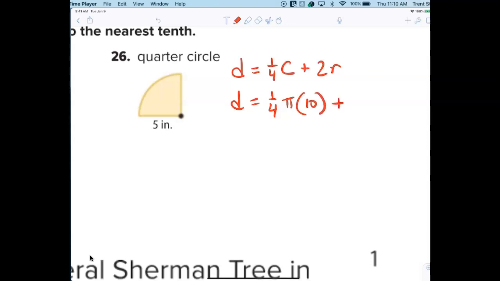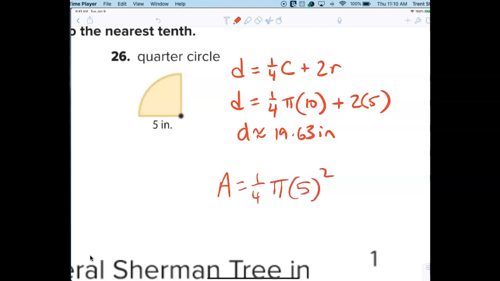And then that should be the answer, right? Somebody tell me that answer? 19.63. I believe that's correct. Anybody else get that? Well, the area is a different formula, right? Area equals 1/4 pi times 5 squared. I got 17.85.